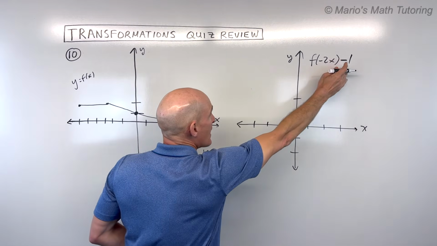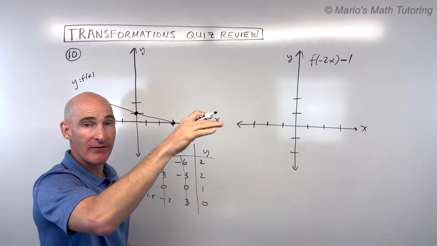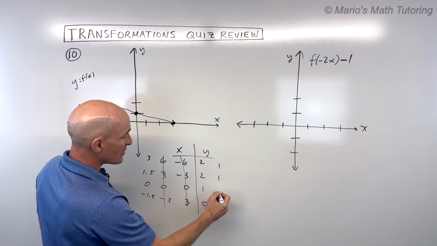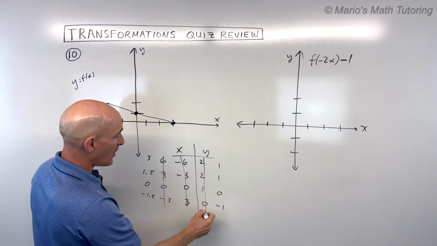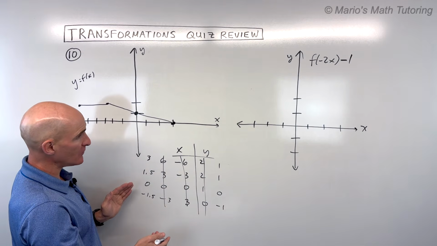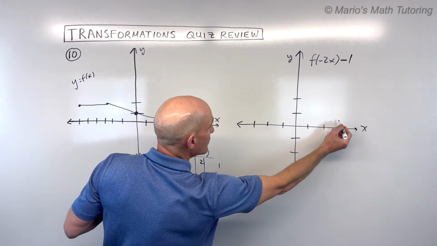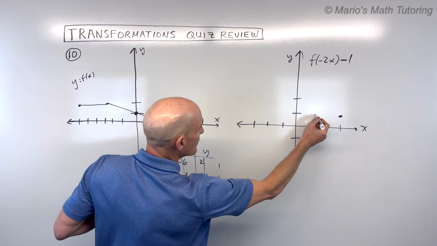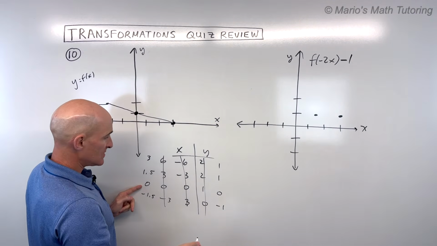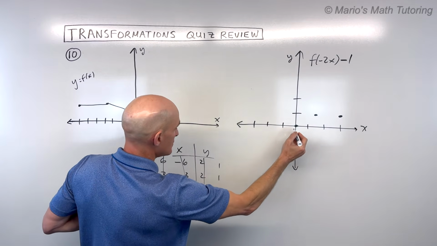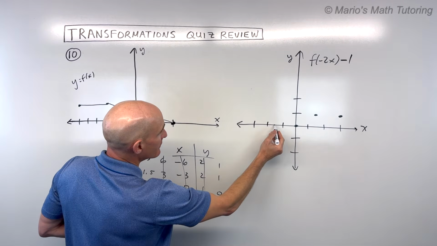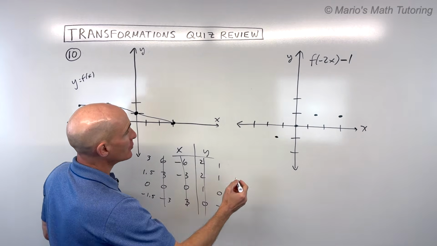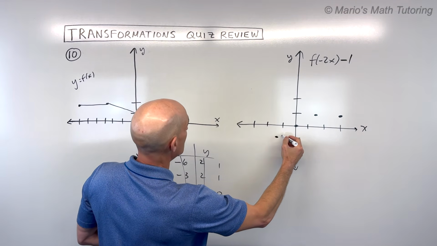And then lastly, this minus 1, it's not grouped with the x. It's affecting the y values. It's going to have the same effect. It's going to shift down 1. So let's just subtract 1 from each of these y values. So now we have our key points. Let's see if we can graph this. 3, 1 would be right here. 1.5, 1 is going to be right here. 0, 0 is right here. Negative 1.5, negative 1 is right here. Okay, so this graph would look something like this now.